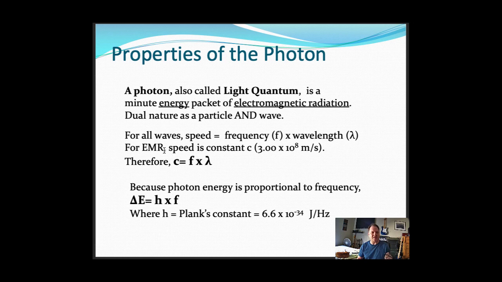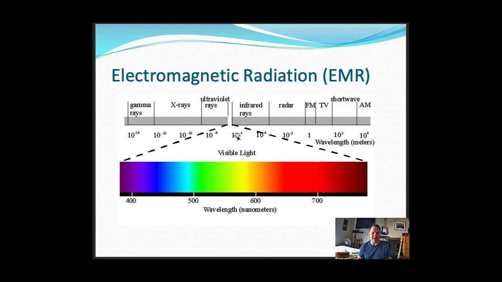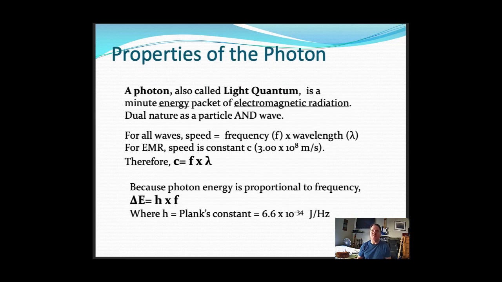For electromagnetic radiation, all of them move at the same rate. We call this c, 3.00 times 10 to the 8th meters per second. c is the speed of light. Why? Electromagnetic radiation is light. Well, it's also X-rays, it's also radar waves, microwaves, etc. But they are all the same thing with different packets of energy amount. The packets have different amounts of energy.